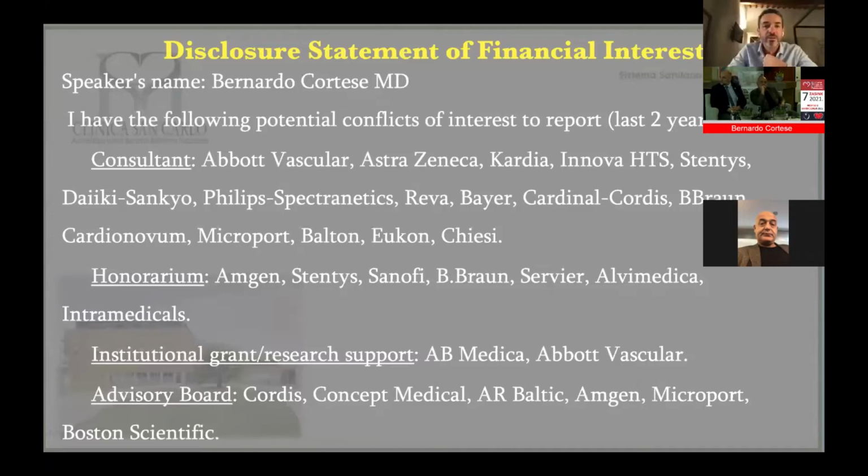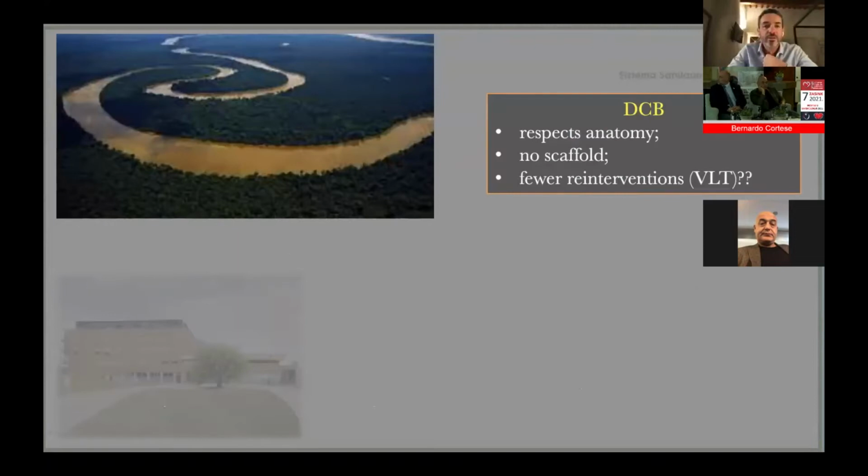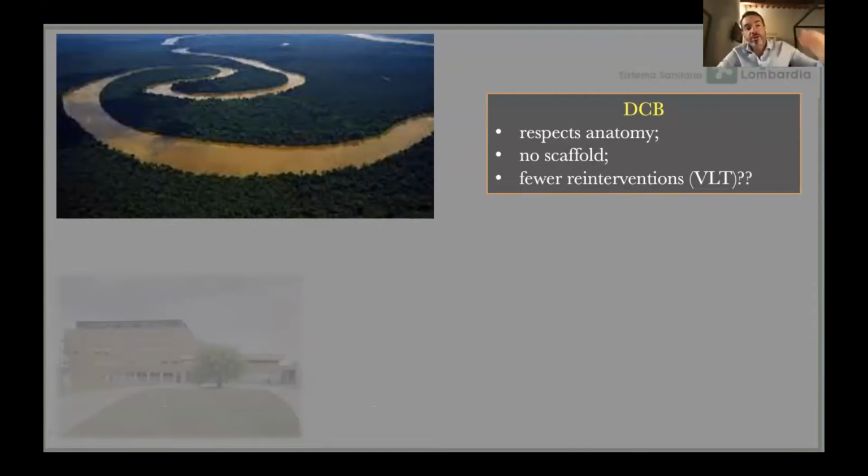So what is a DCB? Very fast. A DCB is something that respects the anatomy of the vessel, without a permanent implantation of scaffold or stent. And in the future, not talking about 1 or 2 years, but maybe 4, 5, 6, and 7 years, when you give the patient a good medical therapy, this can be associated with reduced interventions.